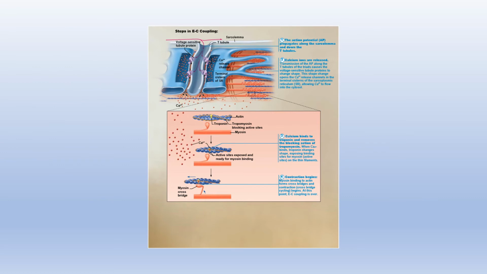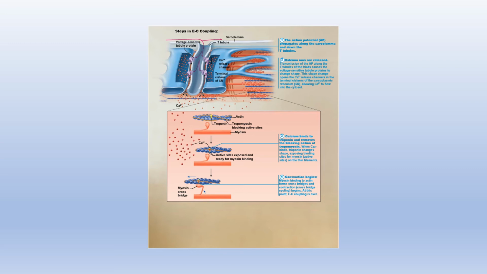Picking up where we left off, as that action potential propagates along the entire sarcolemma and dives deep into the T-tubules, it stimulates the release of calcium from the sarcoplasmic reticulum. Once calcium is released, it will bind to troponin. Once calcium binds to troponin, troponin will reconfigure itself.